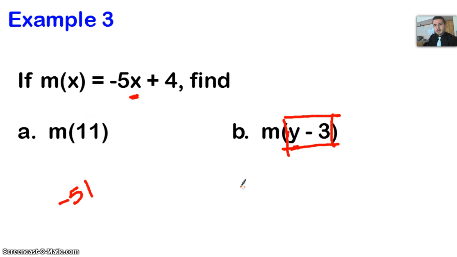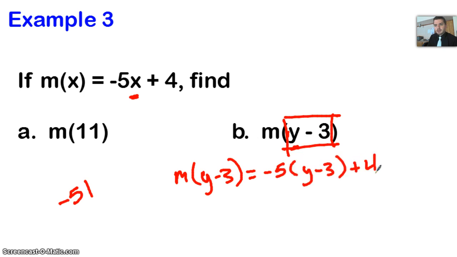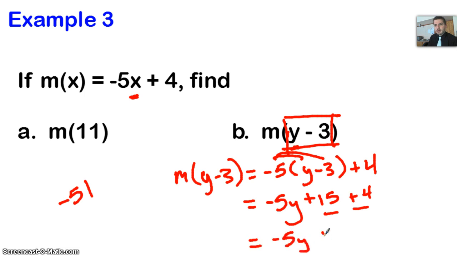Again, m of x is my new function. So it'll be m of y minus 3 equals, again, take y minus 3, plug it in for x. So negative 5 times y minus 3 plus 4. Here we'll distribute, and it'll be negative 5y. Negative times a negative is a positive 15 plus 4. And combine our like terms, so it'll be negative 5y plus 19 is equal to m of y minus 3.